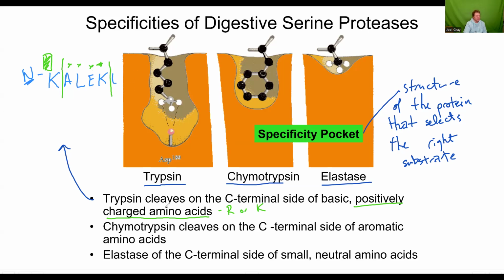So if we gave trypsin this peptide, it would break it into a couple of different pieces. It would give a free, lone, individual amino acid, lysine. So that would be one peptide, and I'm going to put the one over that. Then it would make another peptide, which would be ALEK, and then a third peptide, which is actually just the free amino acid leucine.